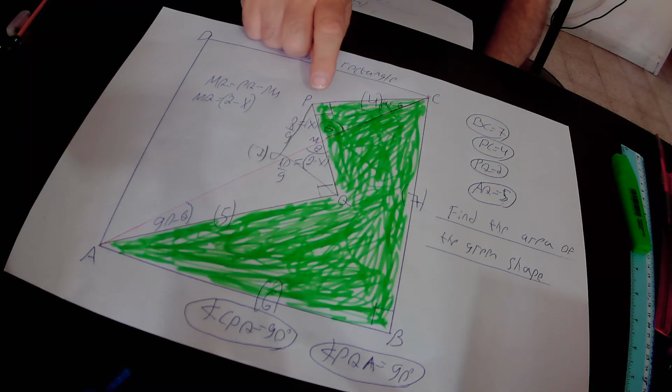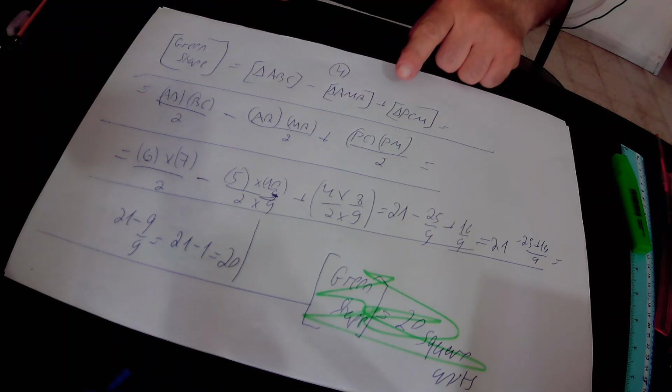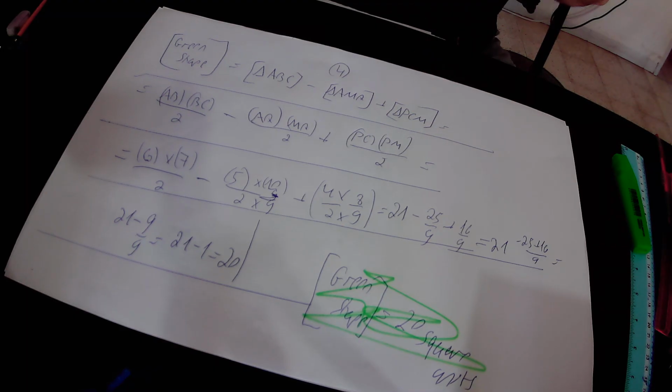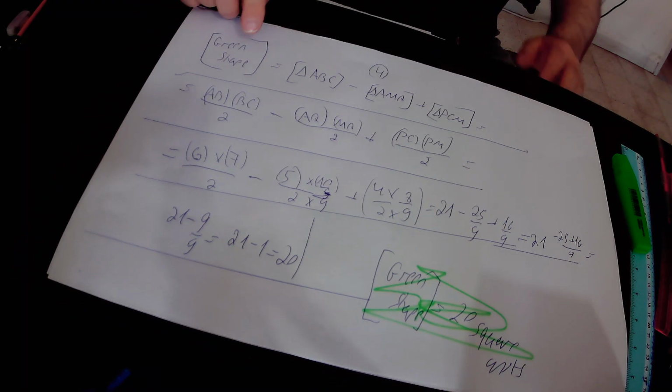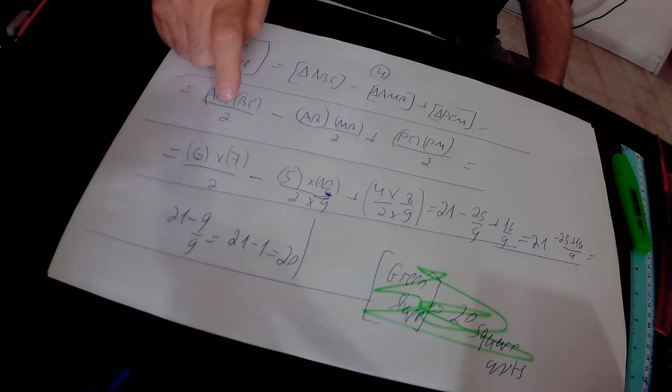The area of the green right triangle PCM equals the base, that is PC, times the height, that is PM, over 2. Repeat again, the area of the small green right triangle PCM equals the base PC times the height PM over 2. So the area of triangle ABC equals AB times BC over 2. AB is 6, BC is 7, divided by 2.